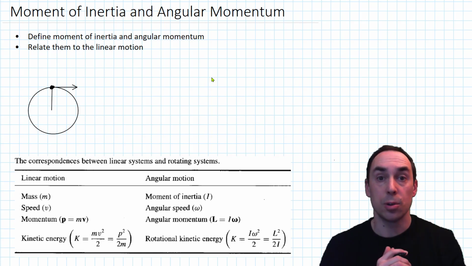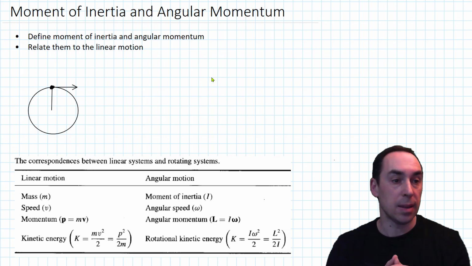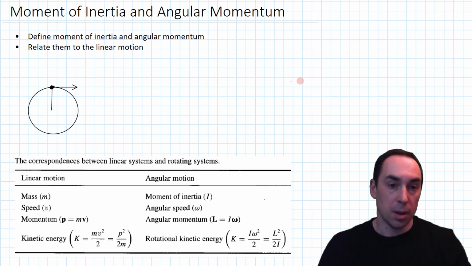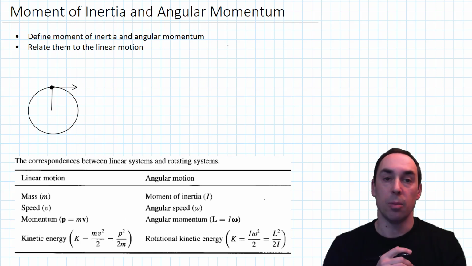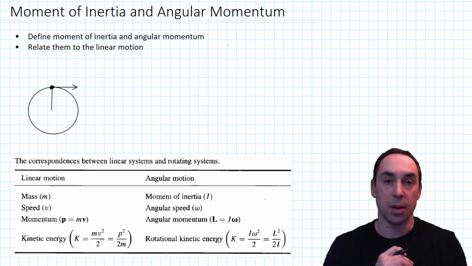In this video, we are going to introduce the moment of inertia and angular momentum. The learning objectives are to define the moment of inertia and angular momentum, and then to relate them to the linear motion. So, why are we doing this? Well, because we are familiar with the motion in 1D or in 3D of particles, but maybe we're a little bit less familiar with the motion around a sphere or in a circle.